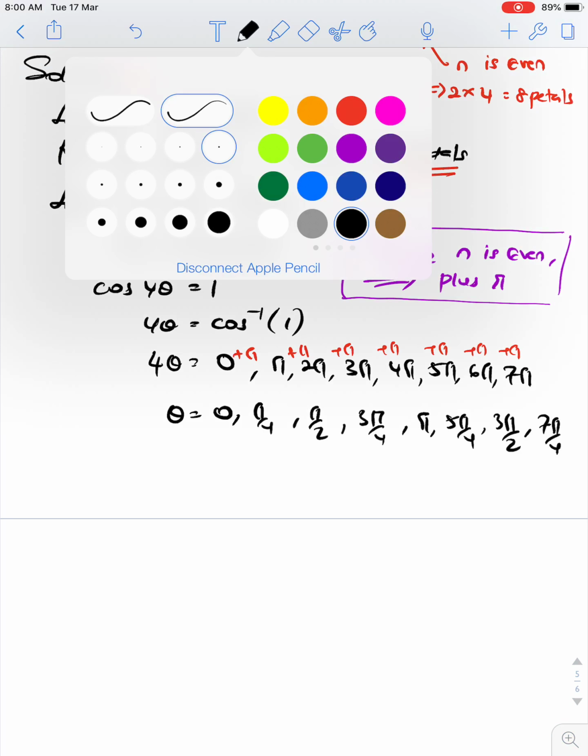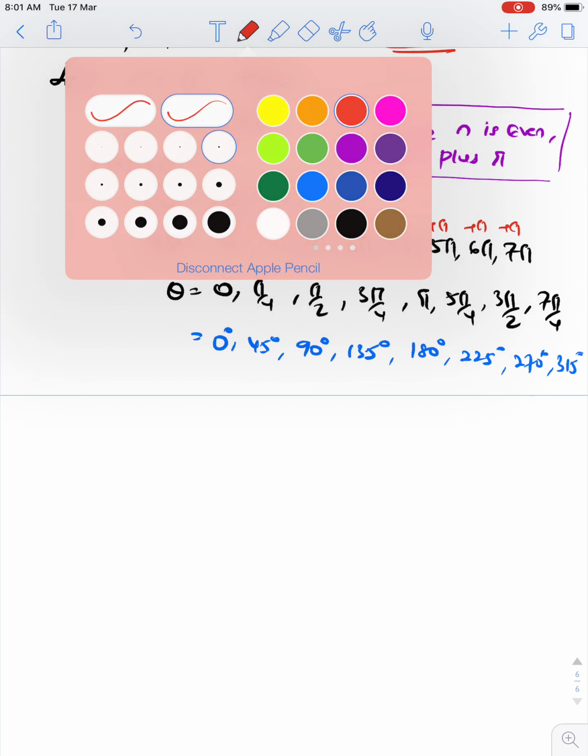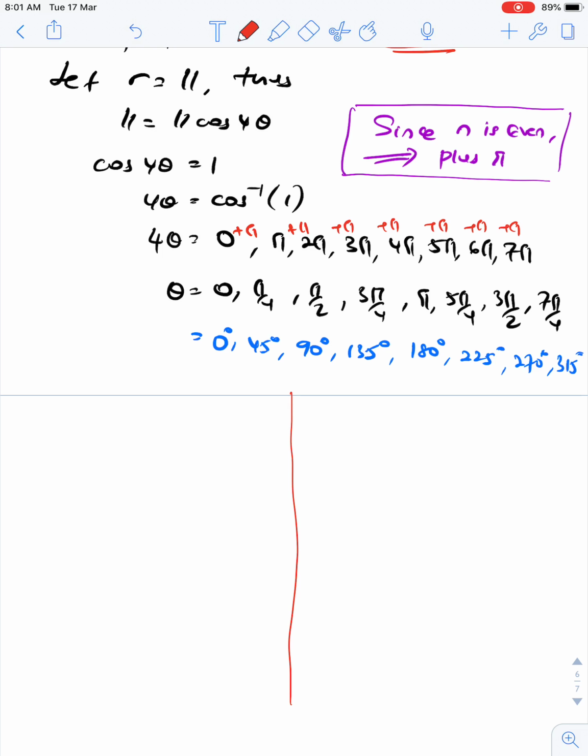Or equivalently, in degrees, we have 0 degrees, 45 degrees, 90 degrees, 3 pi over 4 should be 135 degrees, this is 180 degrees, 5 pi over 4 should be 225 degrees, and then this is 270 degrees, and then 7 pi over 4 is 315 degrees. So now we can sketch the rose curve.